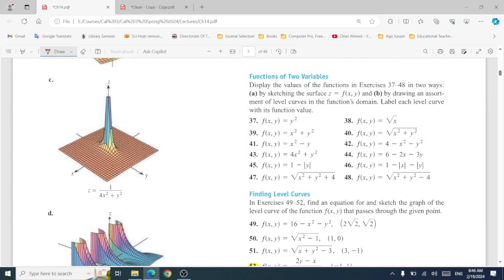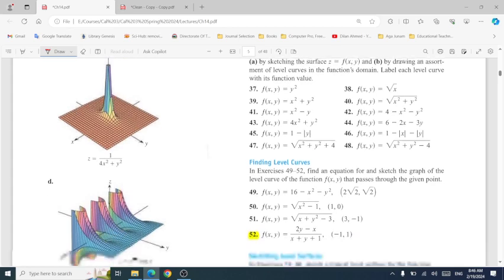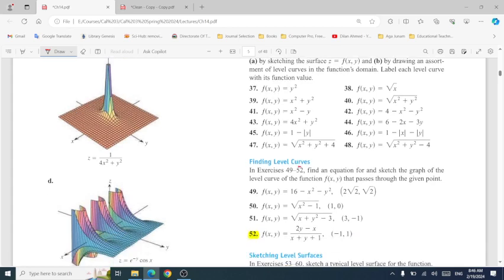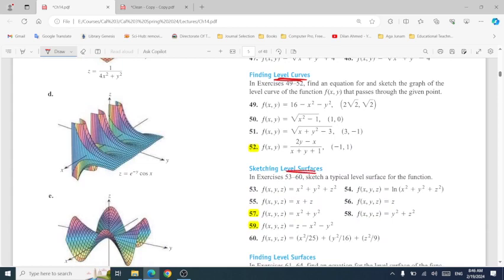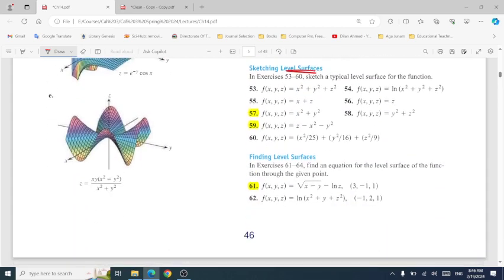Level curve, scale. Sketch is not important, but find the level curve. Again, a level curve. Level surface, Kaka. Clear exercises? Was like that.